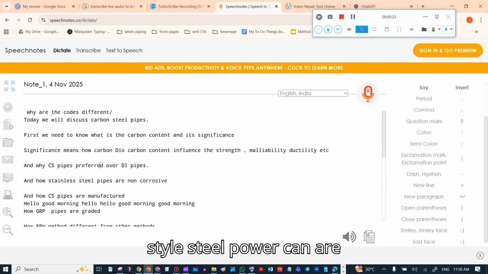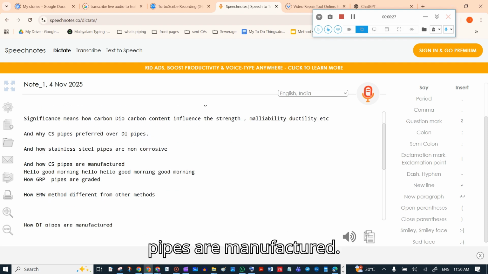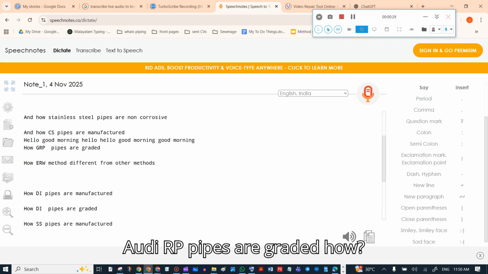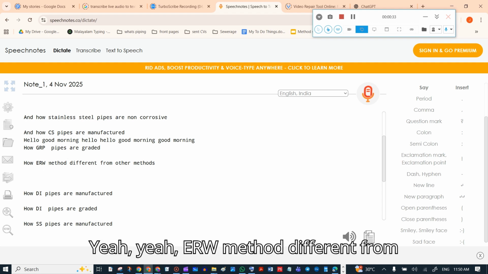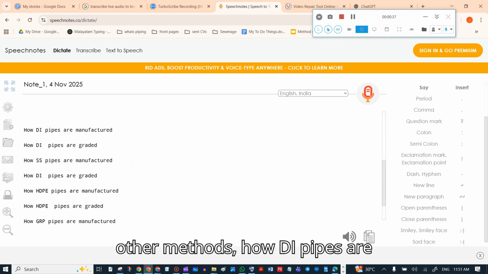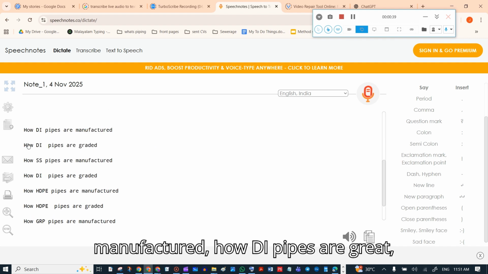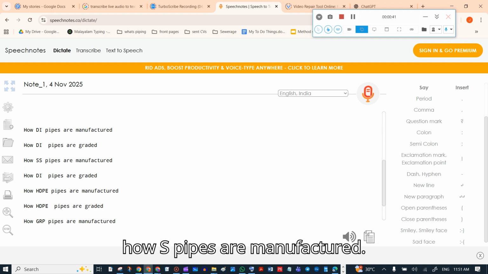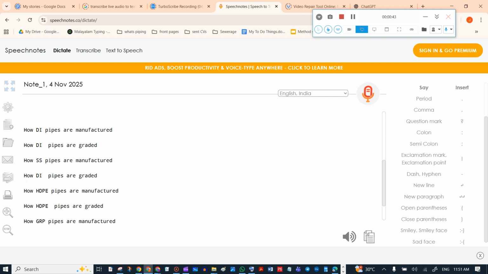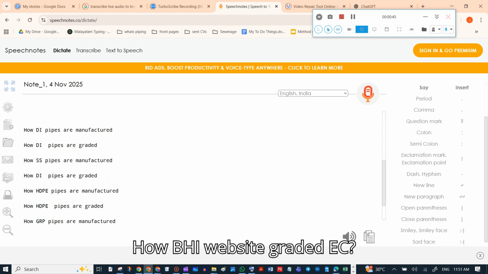How stainless steel pipes become non-corrosive. How CS pipes are manufactured. How GRP pipes are graded. How the ERW method is different from other methods, how DI pipes are manufactured, how DI pipes are graded, how SS pipes are manufactured, etc.